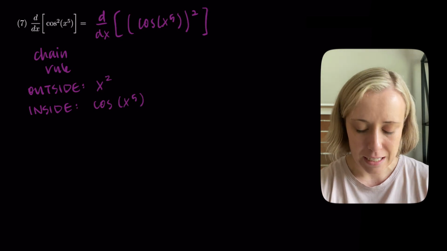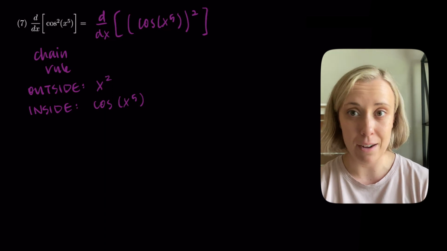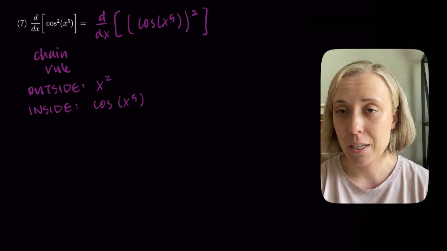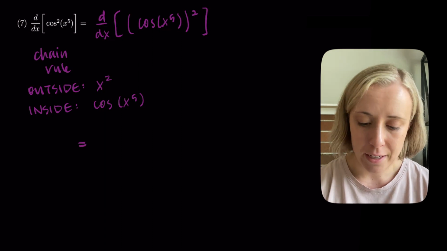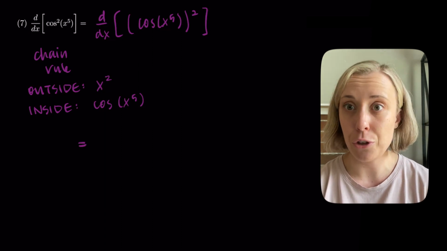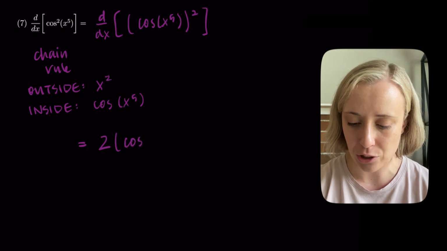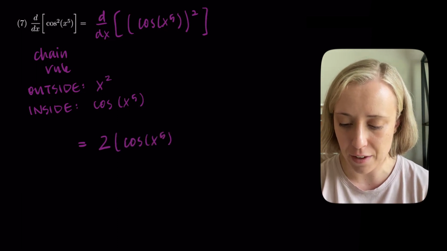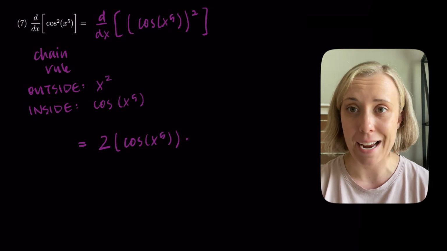Okay, so now we're going to do our chain rule. We do the derivative of the outside with the inside left alone times the derivative of the inside. So let's go ahead and write that. Derivative of the outside is 2x. So 2, and then instead of x, we have whatever we started with, cosine of x to the 5th. And we're going to multiply that by the derivative of the inside.